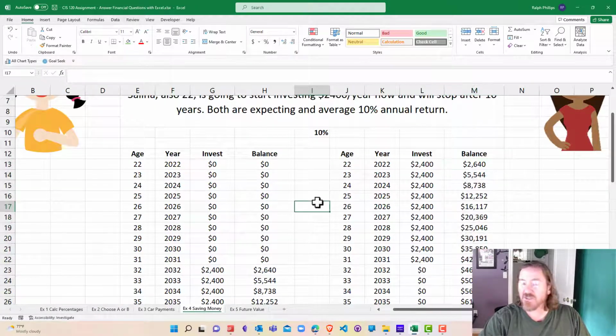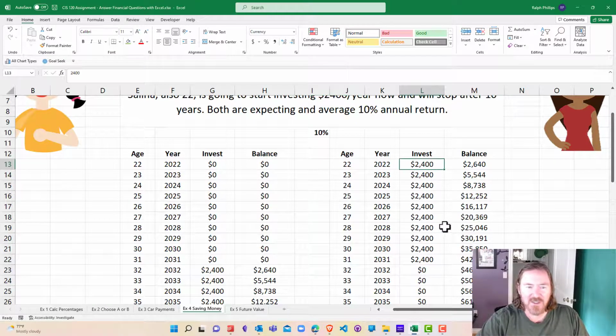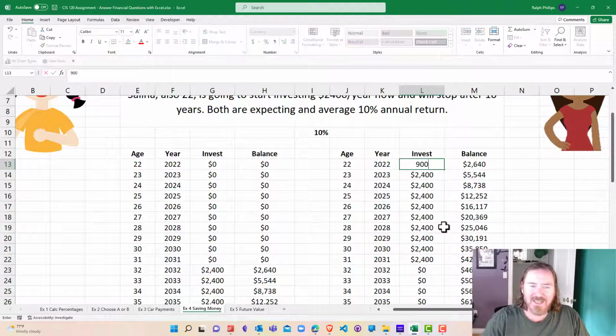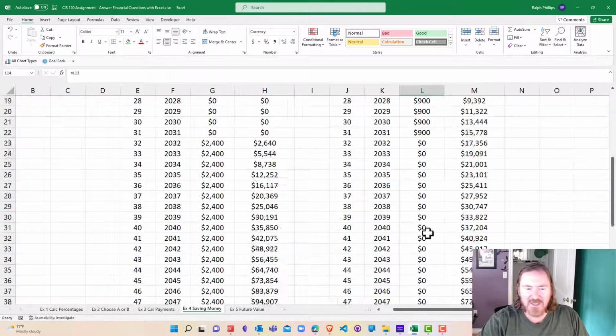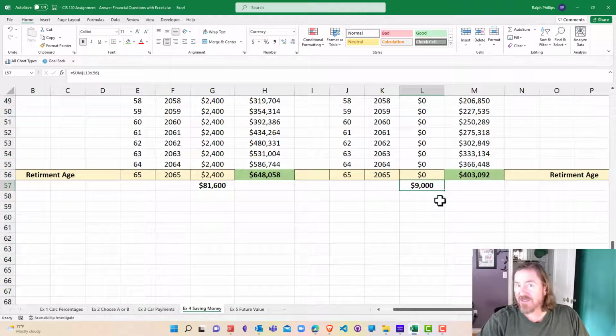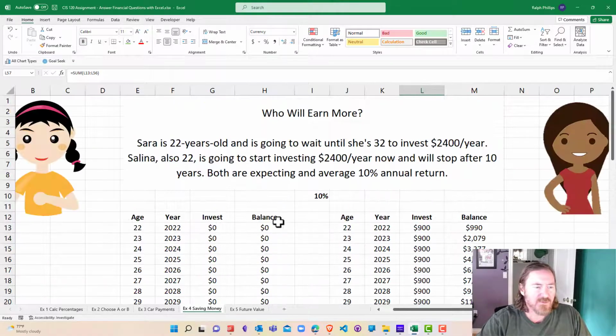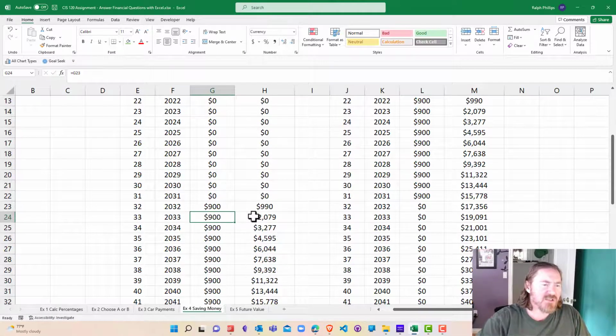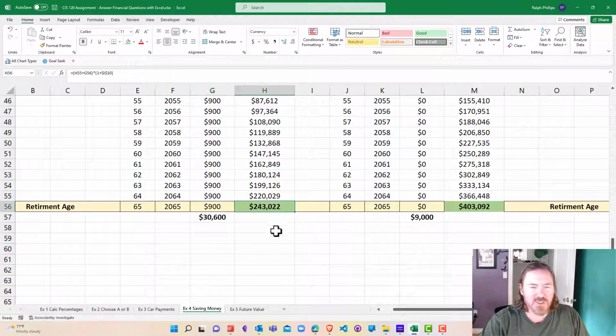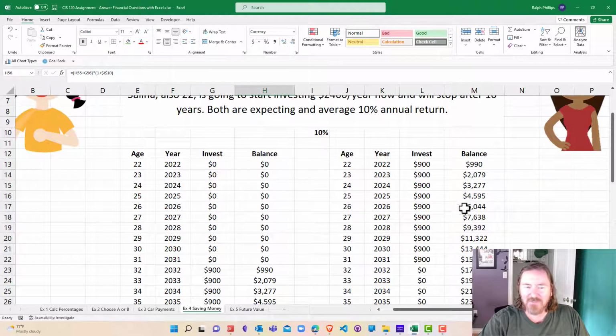So basically this little exercise, besides just practicing some formulas with Excel, is hopefully encouraging you, if you haven't already started, to start investing early. It doesn't have to be $2,400 a year, even with smaller amounts. So if it was $900 per year, total investment $9,900 for 10 years, and you get $403,000. But if this woman did it, $900 per year, her total investment is $30,000, only $243,000. So even though the numbers might be smaller in those investment amounts, it definitely pays to start as early as possible. Even if you're not 22, you start right away.